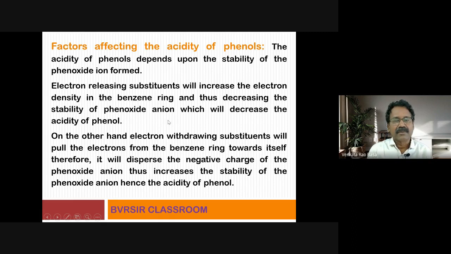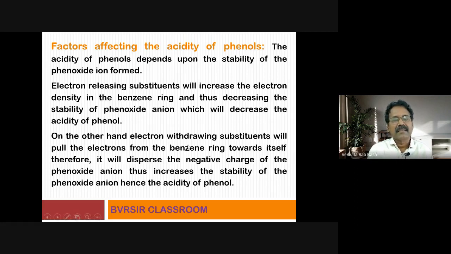So on the benzene ring, there is high electron density. In order to increase the stability of phenoxide ion, what should be the situation? There should be a decrease in electron density on the benzene ring. But in contrast to this, here what we are studying is electron releasing groups. If there are electron releasing groups, the electron density on the benzene ring increases. Therefore, what happens? The stability of the phenoxide ion decreases. When the stability of the phenoxide ion decreases, then the acidity of phenol decreases.